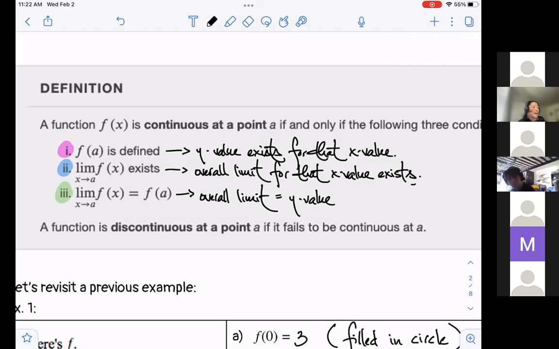If you're missing any one of these three, you are discontinuous. So you don't have to miss all of them. You just have to have one that's different from the others, and then you're done. Okay.